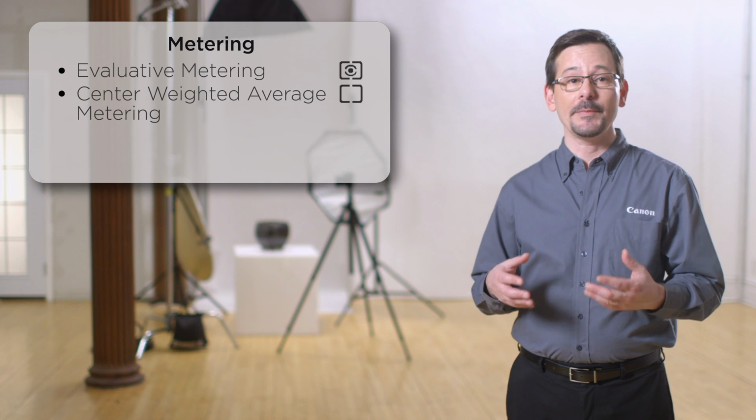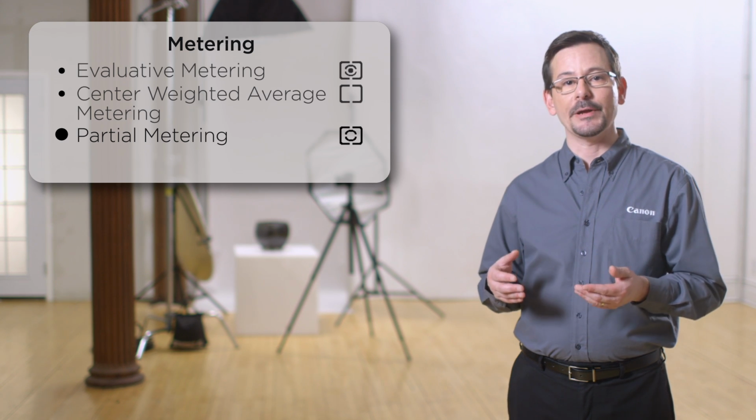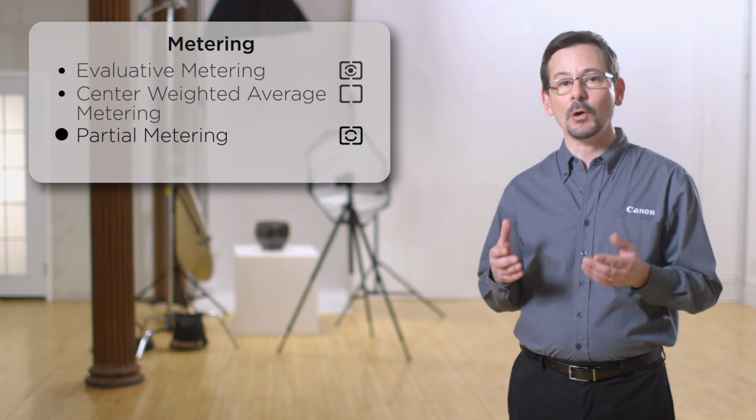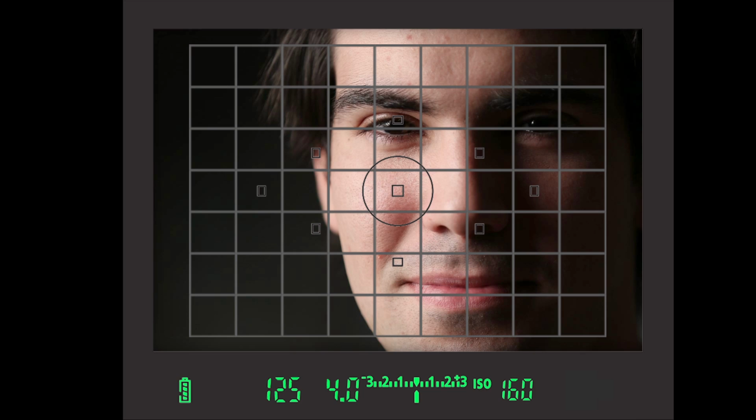Partial metering is fundamentally different than evaluative or center-weighted metering. Partial metering, as the name suggests, reads only a portion of the picture area, roughly 10% at the center of the image. Experienced users will often turn to it when they want to read only a part of the scene or subject, and base the exposure on that small area.